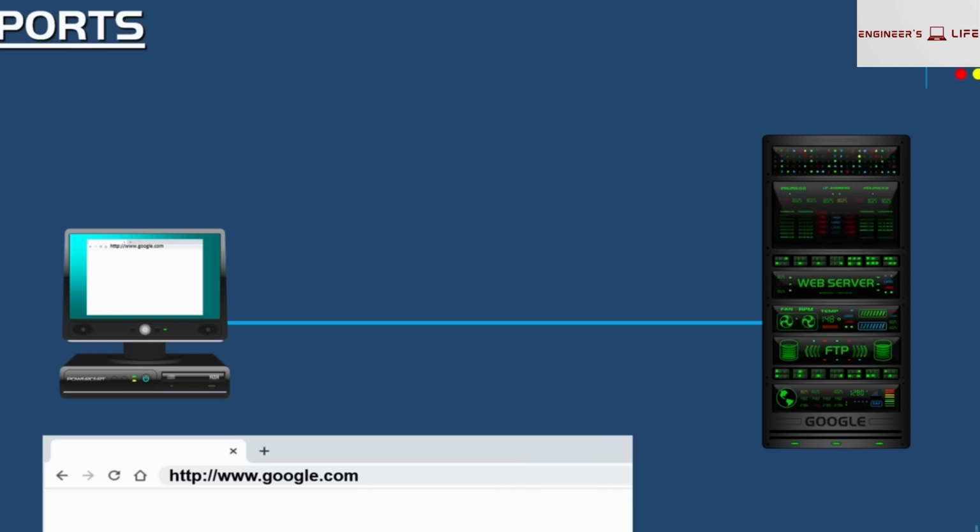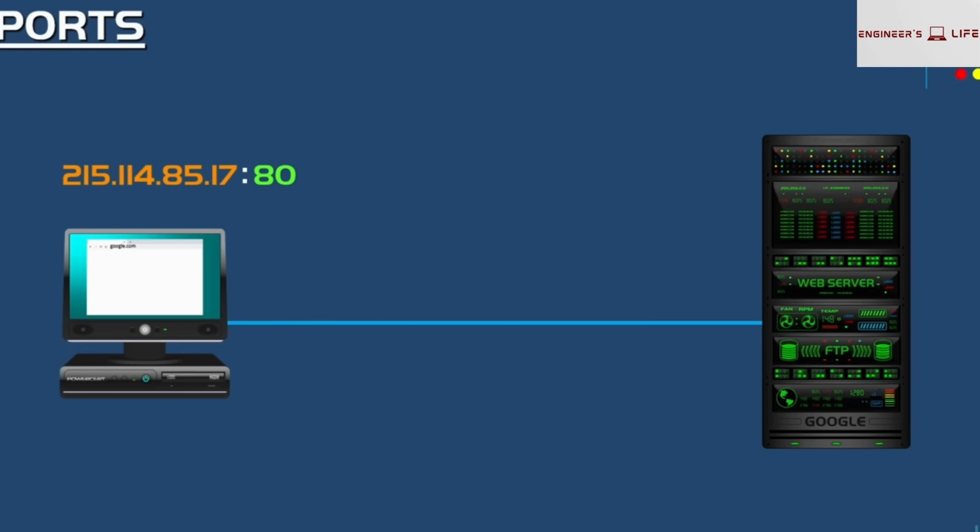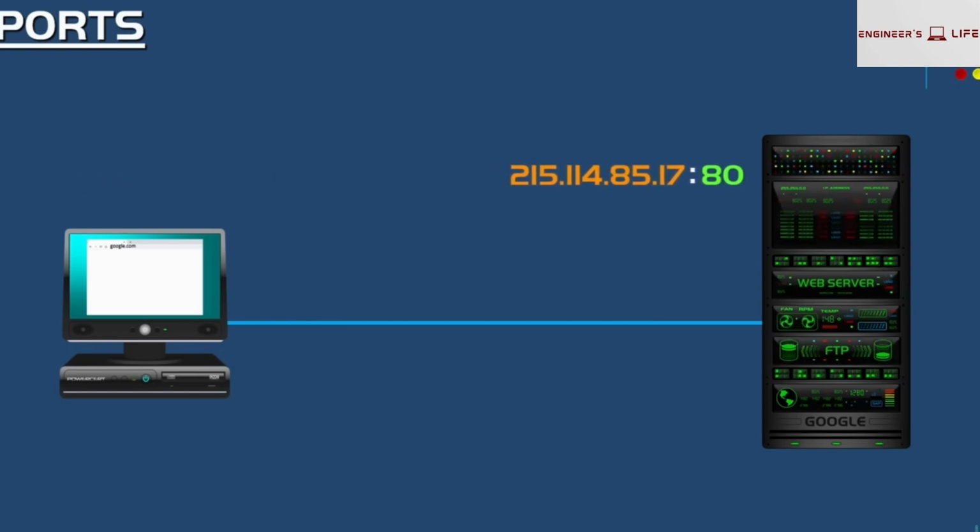But before your computer can bring up Google's web page, it has to do a couple of things first. It has to convert the domain name of google.com into Google's IP address. And in addition, since you're using a web browser which is using HTTP, your computer is going to add port 80 to the IP address. So now the IP address is going to be used to locate Google's web server.